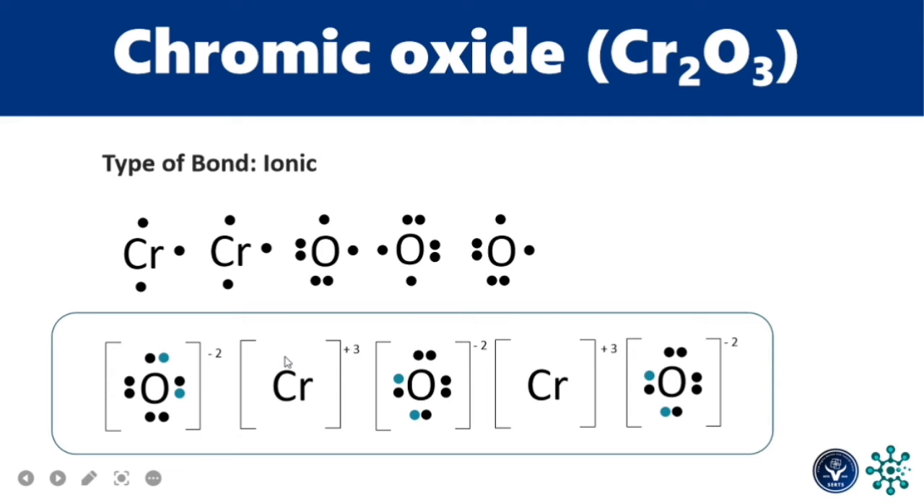2 of the 3 electrons from this chromium will be transferred here. 1 will be transferred here. 2 of the 3 electrons that this chromium can donate will be transferred here. The remaining 1 will be transferred here. So you can see again, the charges are balanced. 3 plus 3 minus 2 minus 2 minus 2 is equal to 0. And this is the Lewis structure for chromic oxide.